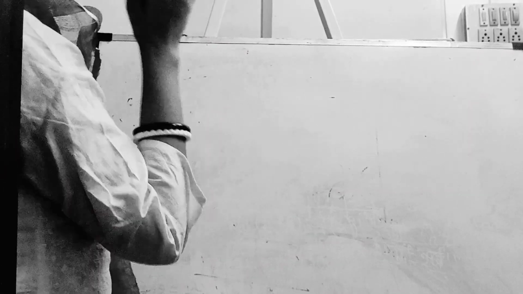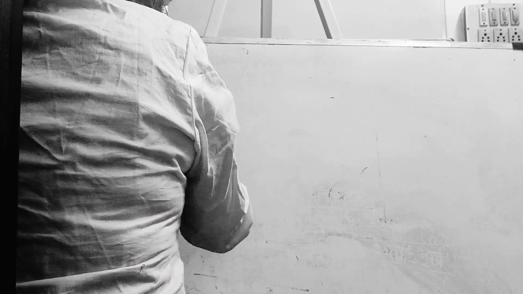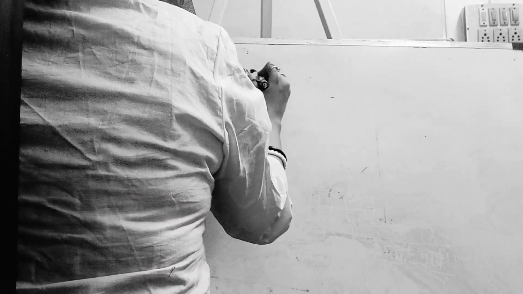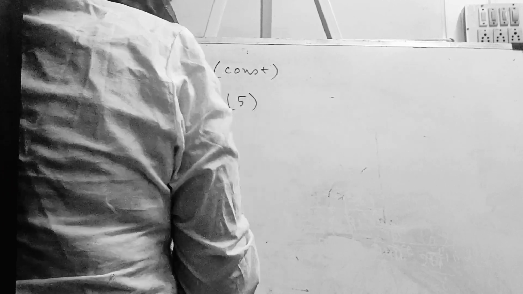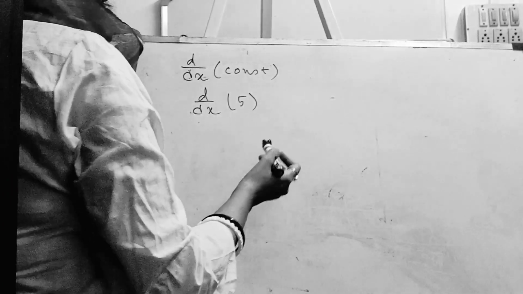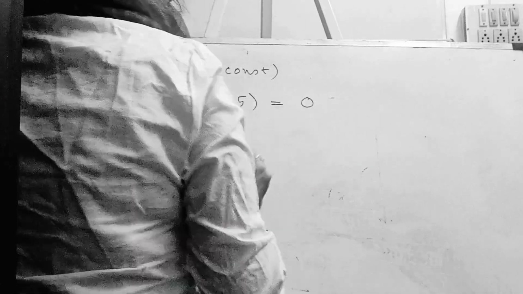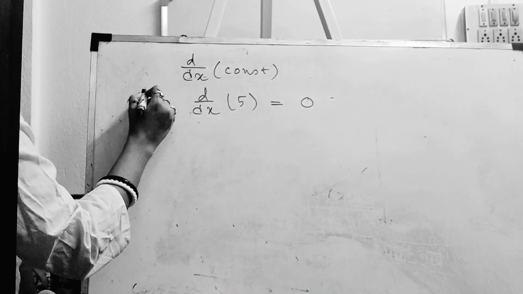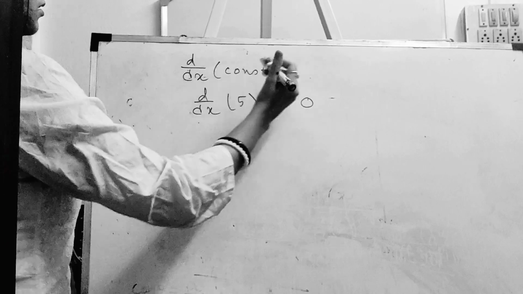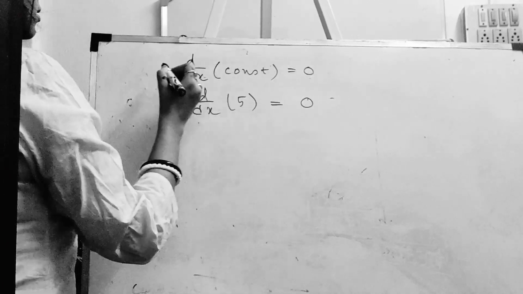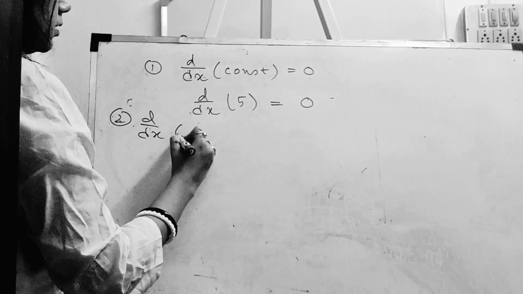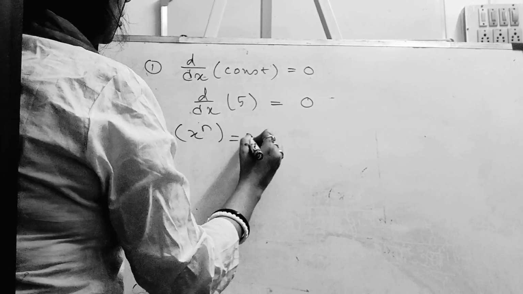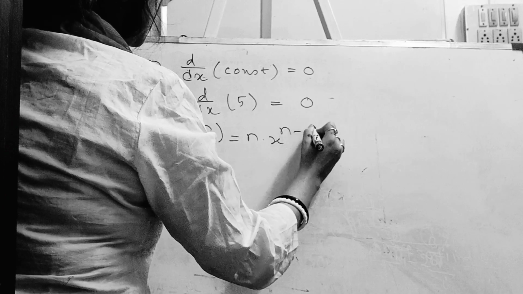So students, let's jump to the formulas. It is a very basic concept that a constant, like d by dx of 5, never changes its value, so its derivative is 0. The differentiation of a constant is 0. Number 2: the derivative of x to the power n equals n into x to the power n minus 1.